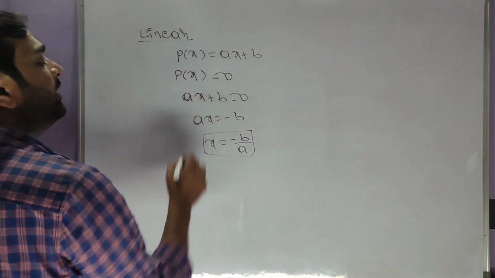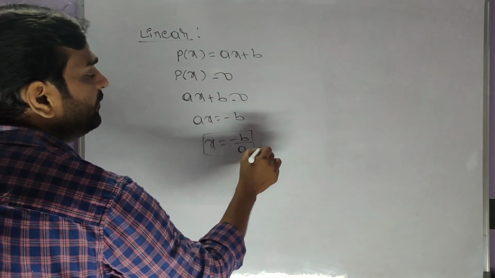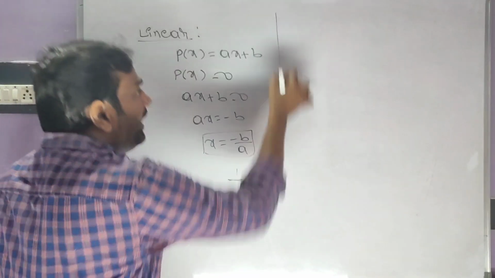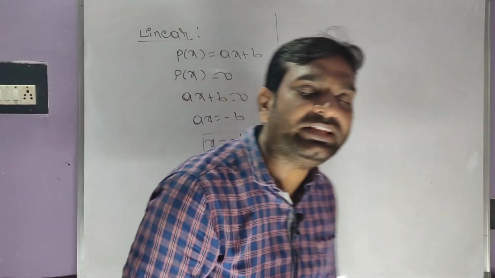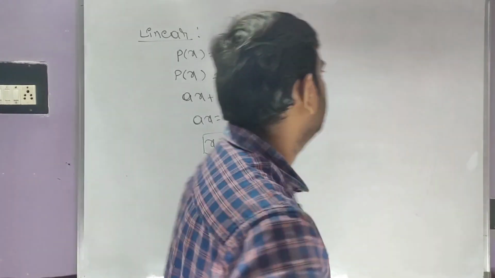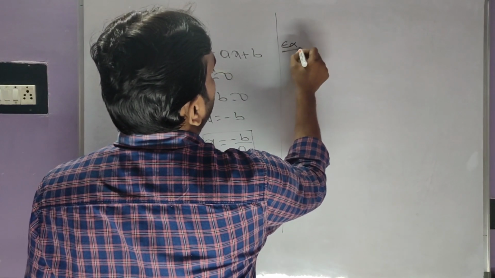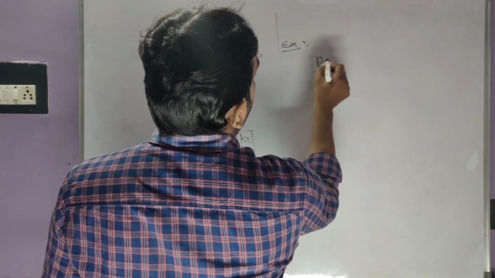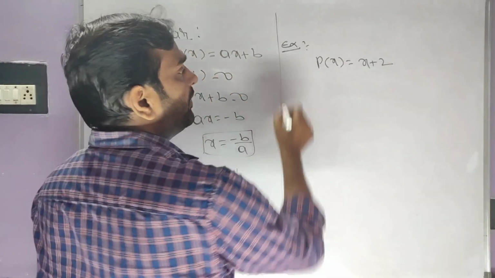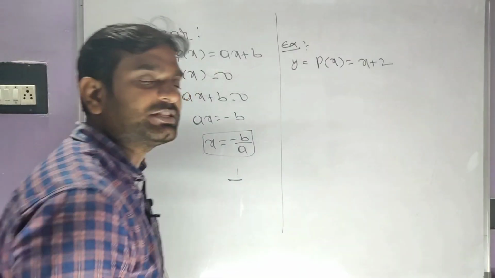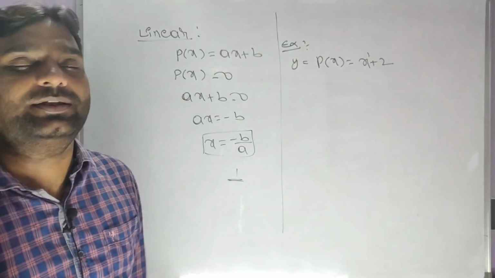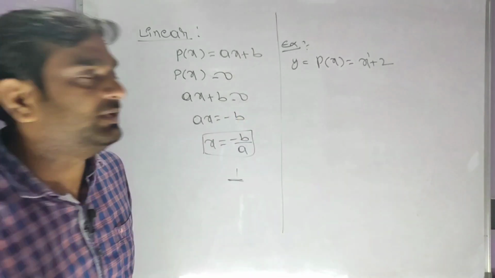For a linear polynomial, how many zeros will you get? Only one. And the graph of a linear polynomial is a straight line. Let me take one example for a linear polynomial. Take a simple one: P of x equal to x plus 2, that is y equal to x plus 2. Is that a linear polynomial? Here the degree is 1, so it's a linear polynomial. Okay, draw the graph for that.